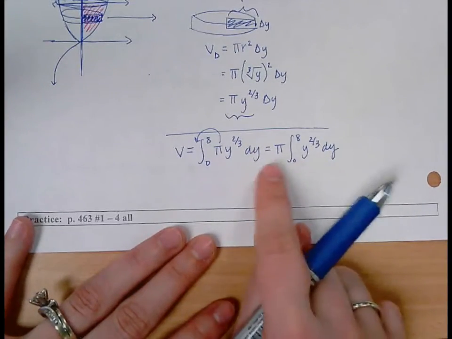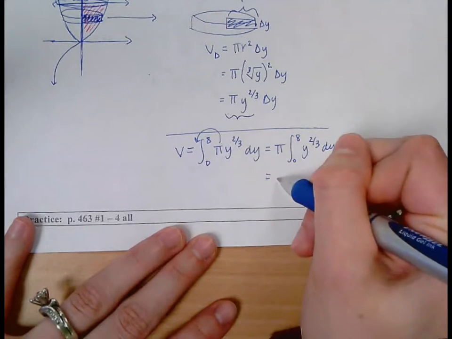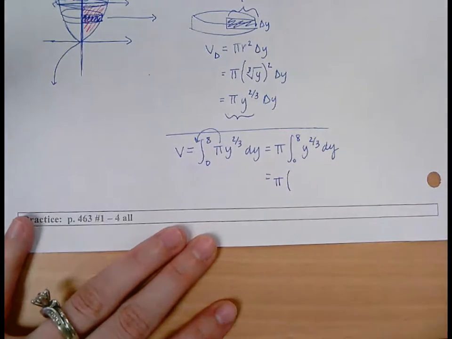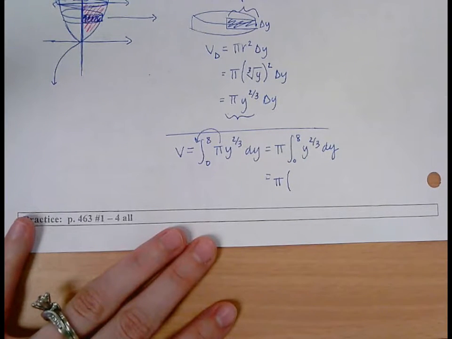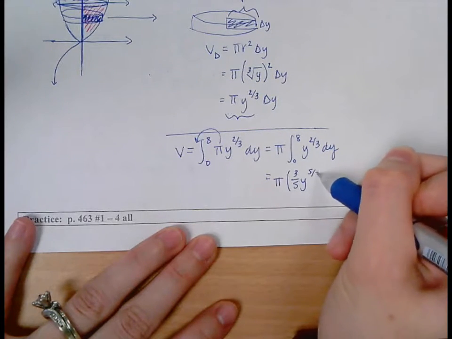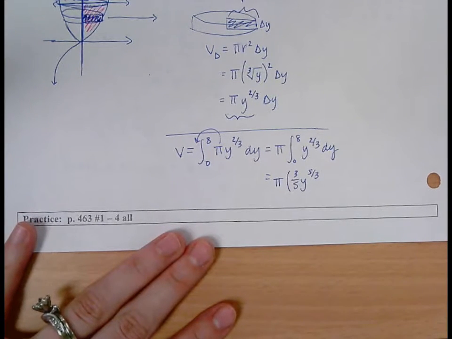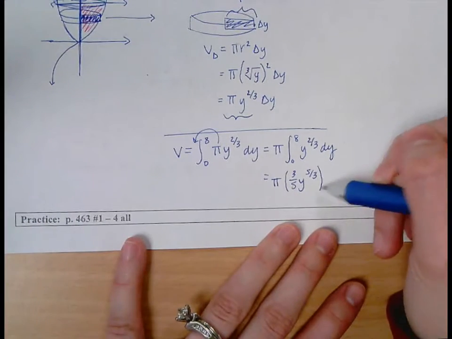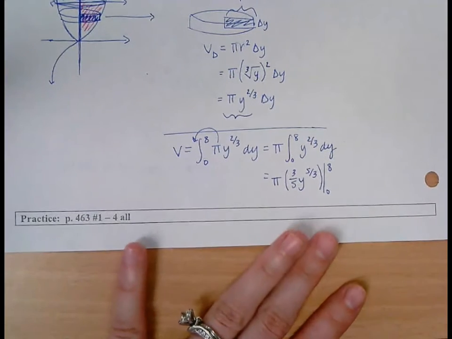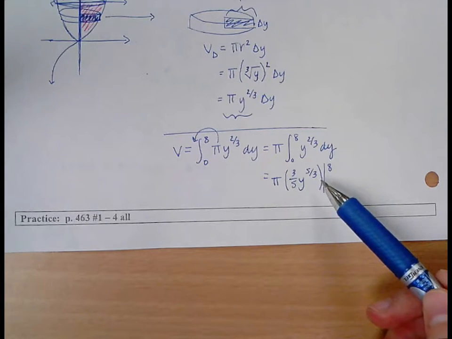But now, finding this integral, find the antiderivative. Antiderivative of y to the 2/3. 3/5 y to the 5/3. Yep, add 1 to the exponent, which is 5/3. The reciprocal of that new exponent comes down in front. But you could do the cube root of 8 first and then raise it to the 5th power.